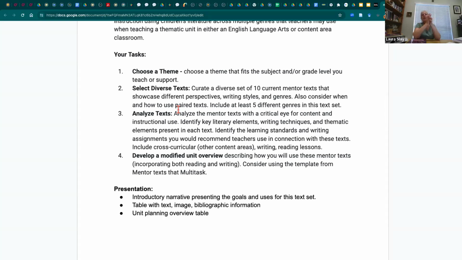Have you ever read Thank You, Mr. Falker? Oh, good one. I'll be right back. I'll get it from my personal office. Thank you, Mr. Falker. You could do You Matter. You could do All Are Welcome, because that's about kids with disabilities.